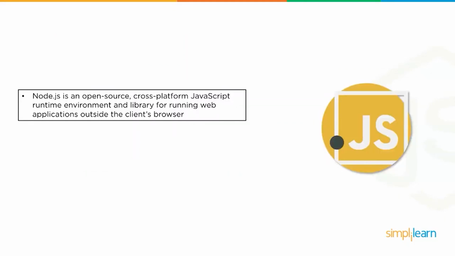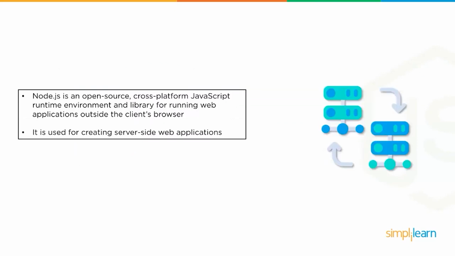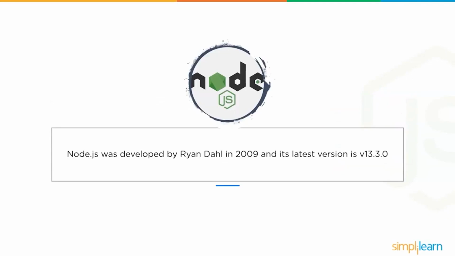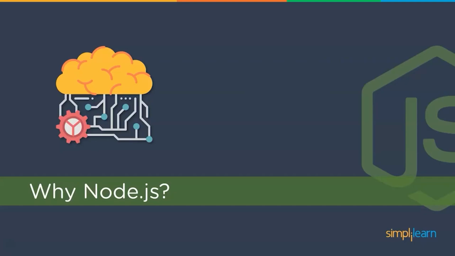So Node.js is an open source, cross-platform JavaScript runtime environment for running server-side applications. It is used to develop I/O-intensive web applications like video streaming sites, single-page applications, online chatting applications, and other web applications. It is used by large, established companies and newly minted startups. Node.js was developed by Ryan Dahl in 2009, and at the time of this session, its latest version is v13.3.0. Now that we know what Node.js is, let's go ahead and look at why it was so prevalent in the field of web development.